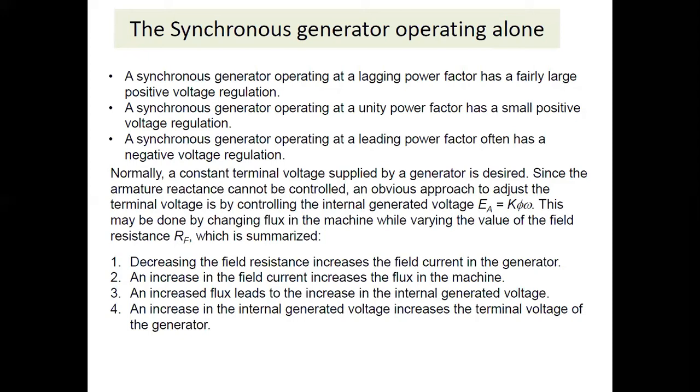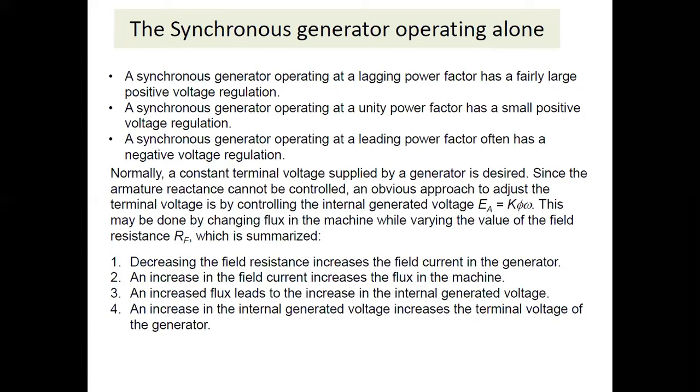Normally, a constant terminal voltage from a generator is desired. Since the armature reactance cannot be controlled, an obvious approach to adjust the terminal voltage is by controlling the internal generated voltage EA, which is equal to K into phi into omega. This may be done by changing the flux in the machine while varying the value of the field resistance RF, which is summarized.